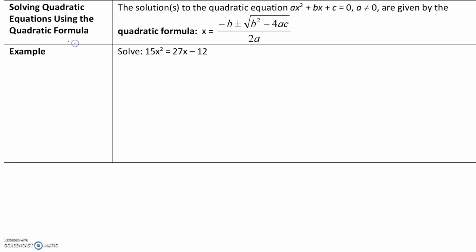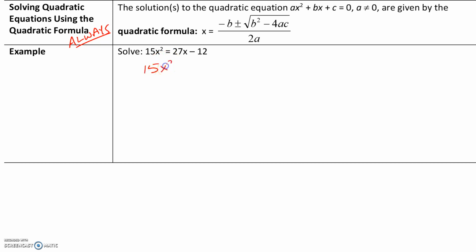With the quadratic formula, this always works. Okay, so this is the quadratic formula. For that, we need all the terms to be on one side, the other side to be equal to 0. So this is an example from the previous video. We previously solved this by factoring, but now we're going to use the quadratic formula.